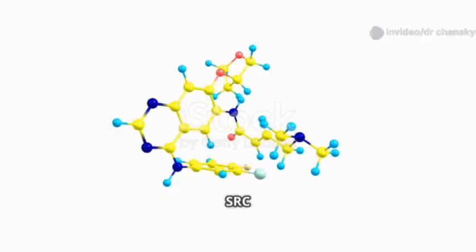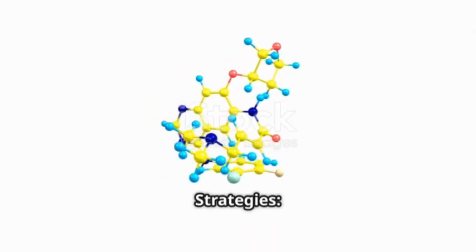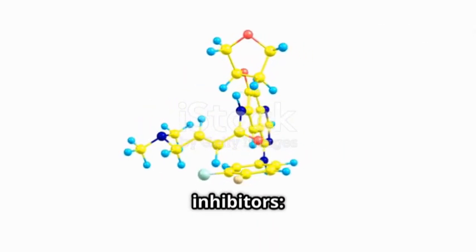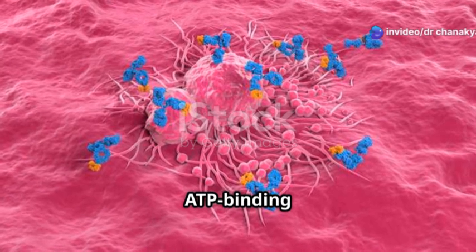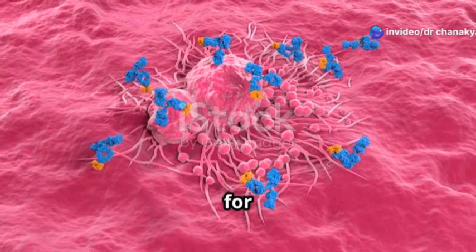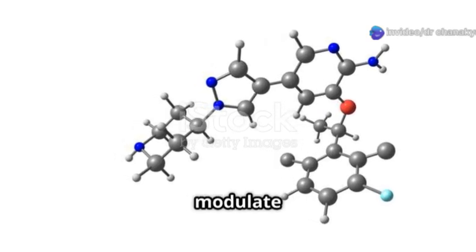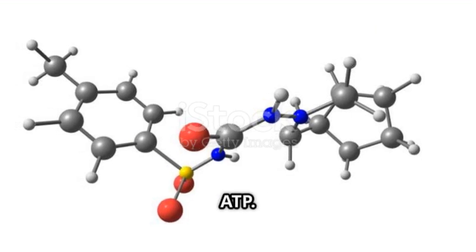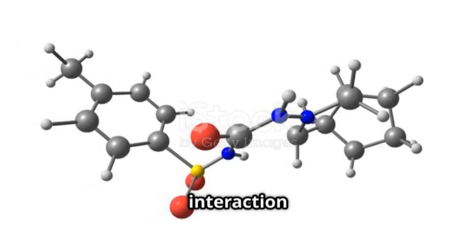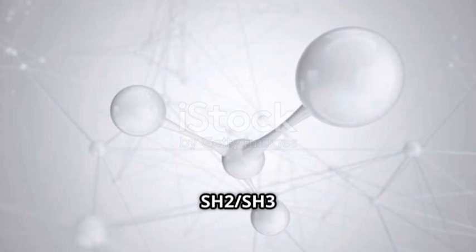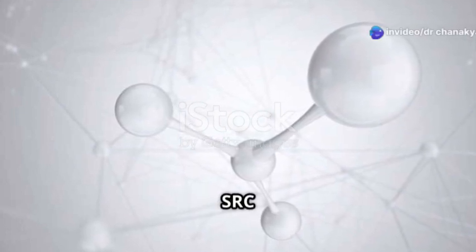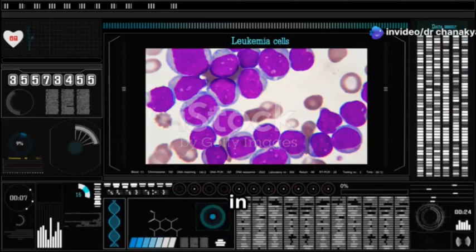For MARK and SRC kinases, potential strategies: ATP-competitive inhibitors bind to the conserved ATP binding site, for example dasatinib for SRC. Allosteric inhibitors target regulatory domains to modulate activity without competing with ATP. Protein-protein interaction blockers disrupt SH2/SH3 domain interactions in SRC or KA1 domain localization in MARK.